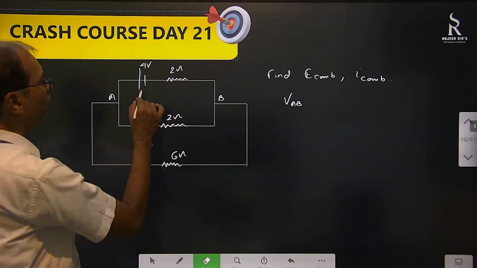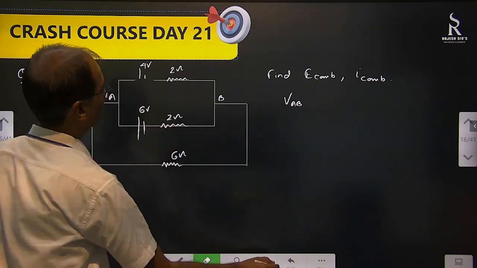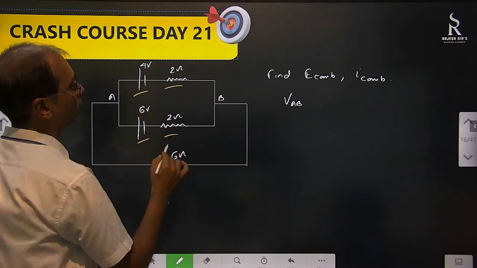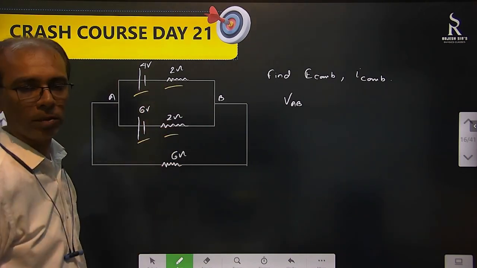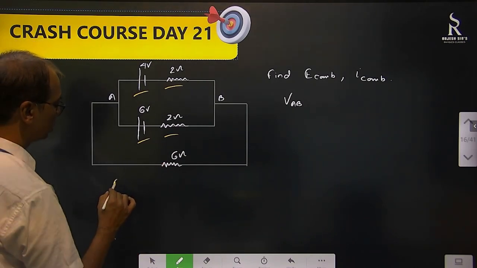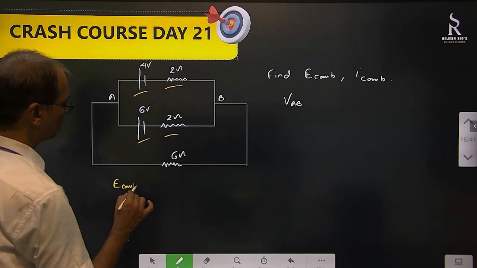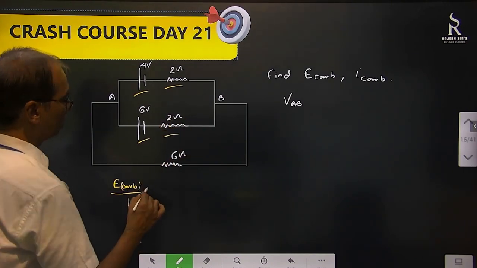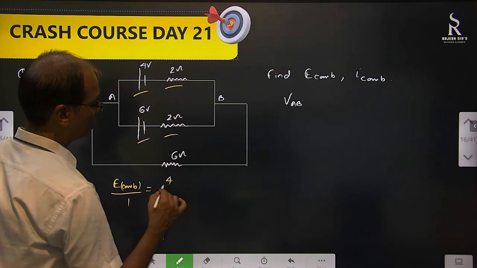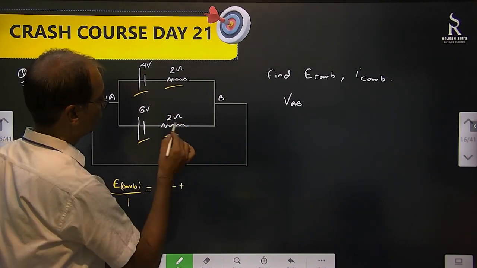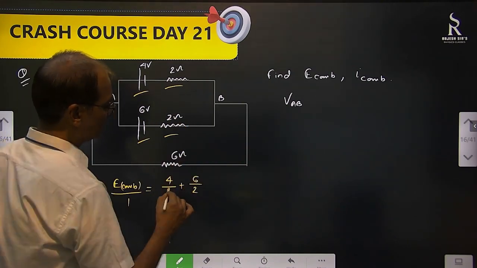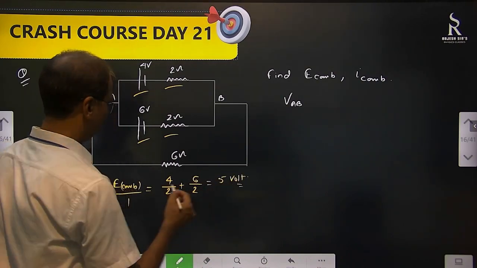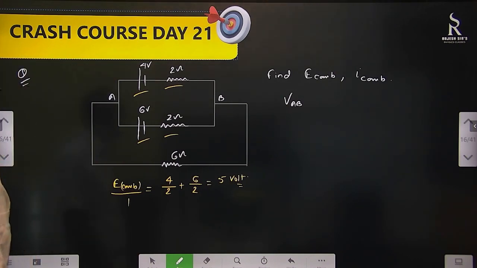A similar question: this is 4 volt, 2 ohm, and 6 volt, 2 ohm. He says first find E of the combination. So we know that E of the combination by resistance in parallel equals E1 by R1, that is 4 by 2, plus E2 by R2, that is 6 by 2. So 2 plus 3, 5. So E of combination is 5 volt. That is it.